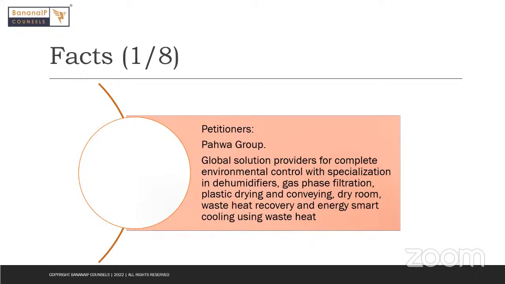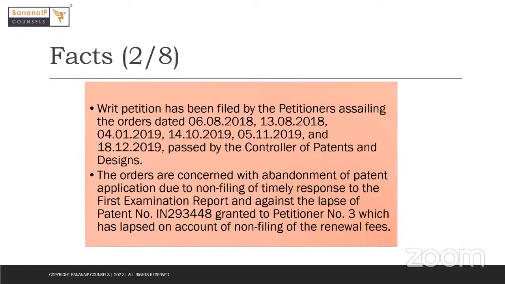The writ petition challenges the impugned order by the Controller of Patents, whereby patent applications filed by the petitioners were deemed abandoned as well as lapsed due to non-filing of timely response to the first examination report, and also on account of non-filing of the renewal fees.